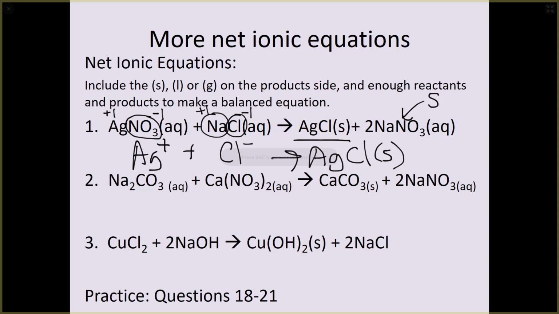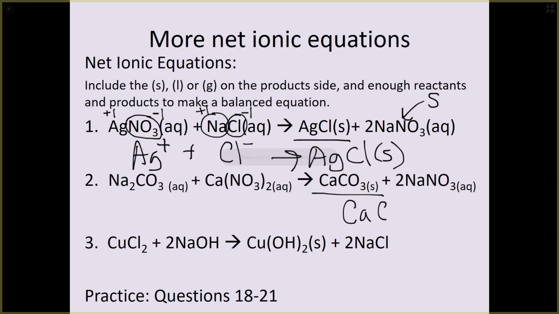One thing that you'll see with these net ionic equations is the charge on each side will be equal to each other. So not only can you count atoms, but you can look at the charge, and they should be the same. So one silver on each side, one chlorine on each side, and my charge is 0 on each side. Let's look at the next one. My exciting part is that solid right there.